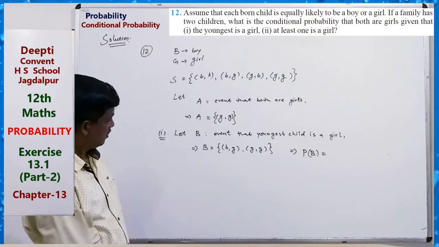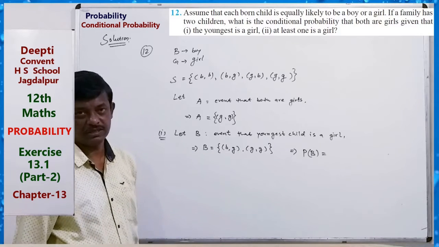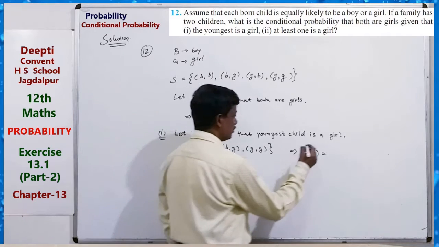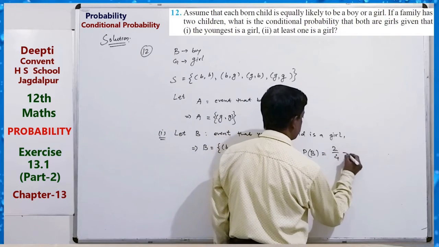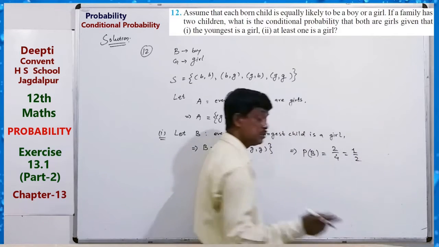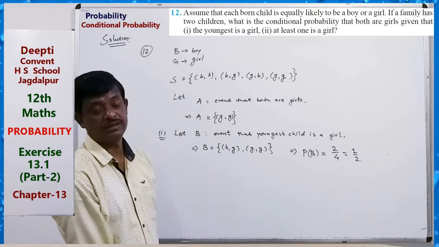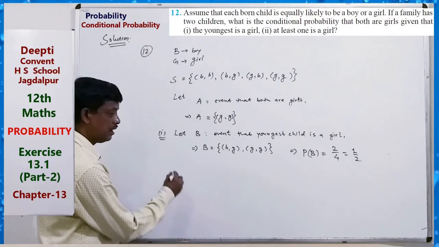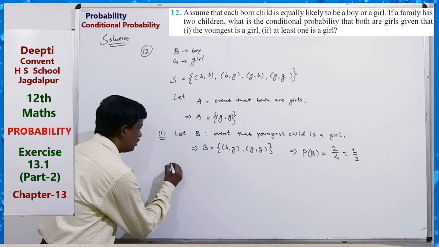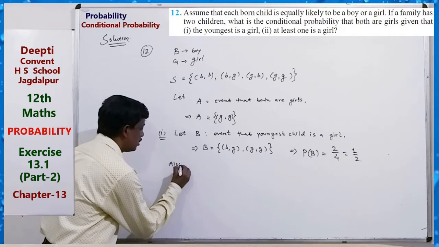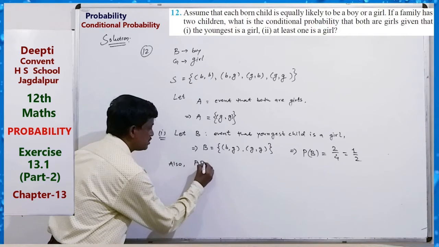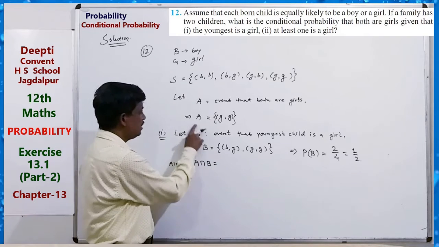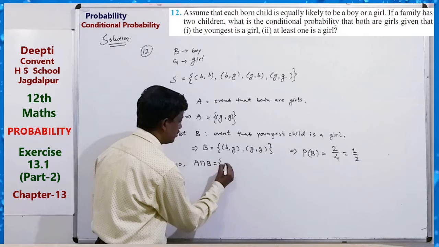So P(B), B having 2 elements, so 2 by 4, which is 1 by 2. This is P(B). It is required. There are 4 elements in the sample space. Also, A intersection B. What is A intersection B?